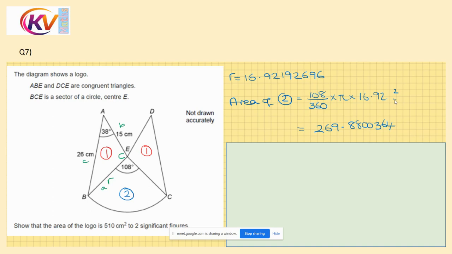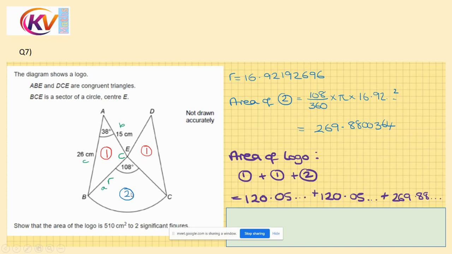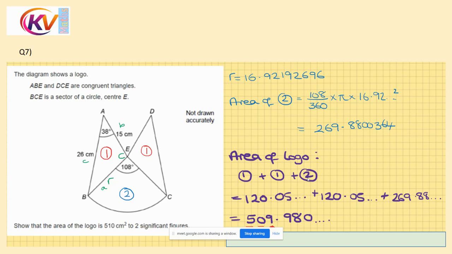Okay. At this point then, I need to go back to the question. So show that the area of the logo is 510 centimeters squared. So the area of the logo is the two triangles added to the sector, which means 120 for the first triangle, 120 for the second triangle, and 269, etc. for the sector. Add them together, remember not rounding at this point because that could be the difference at the end, gives me 509.980.